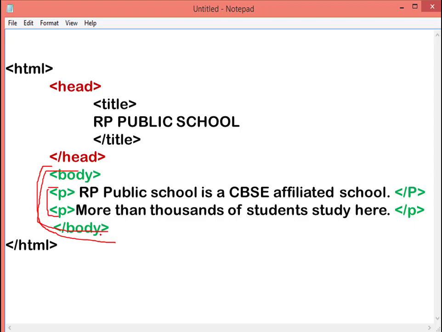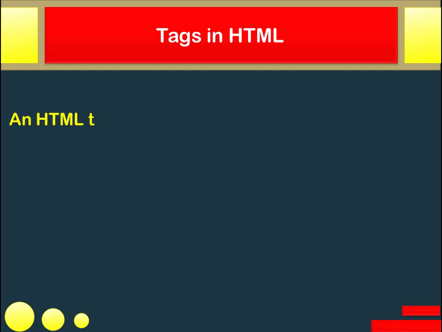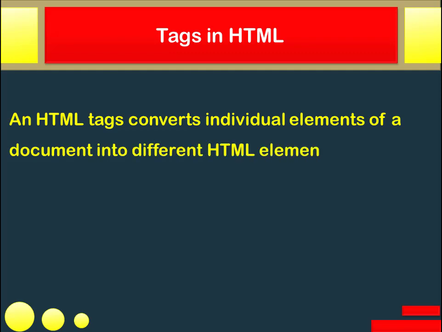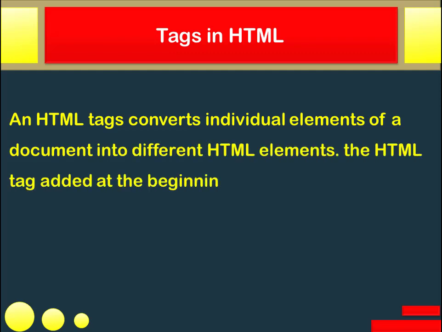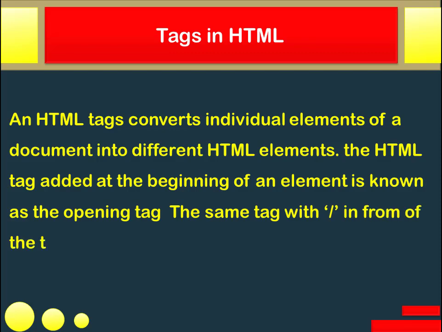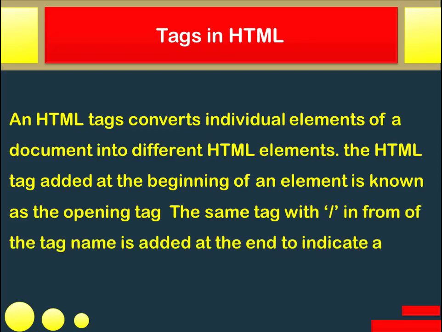Proceeding further, now again, text in HTML. HTML tags convert individual elements of a document into different HTML elements. The HTML tag added at the beginning of an element is known as the opening tag, and the same tag with a forward slash before the tag name is added at the end to indicate the closing tag. We have just learned about these tags. So what are these tags? Actually, these tags are the code that converts the element put within the tags into readable data or information.